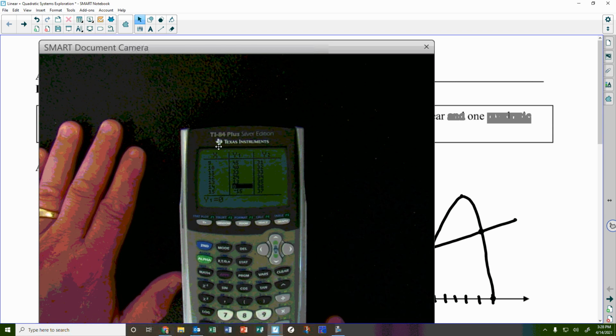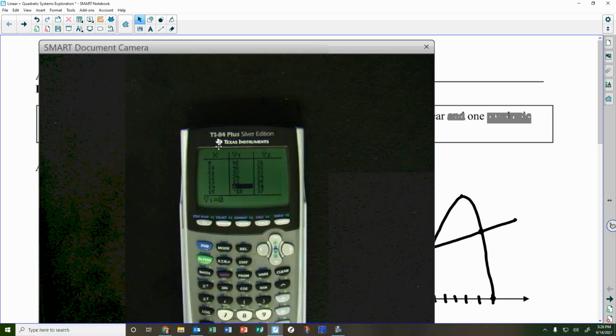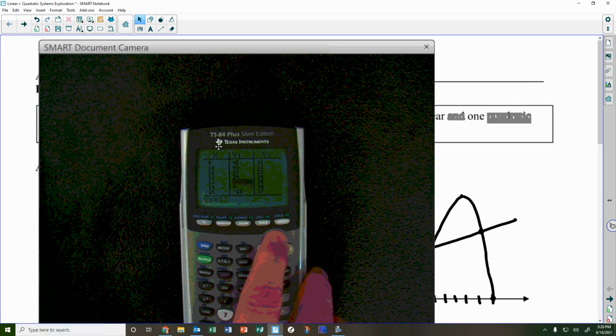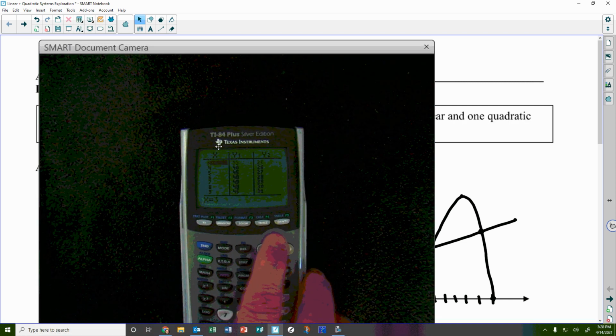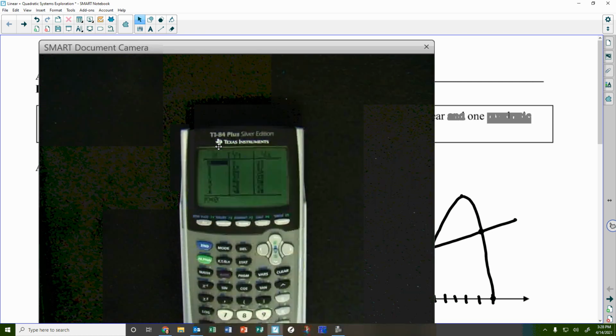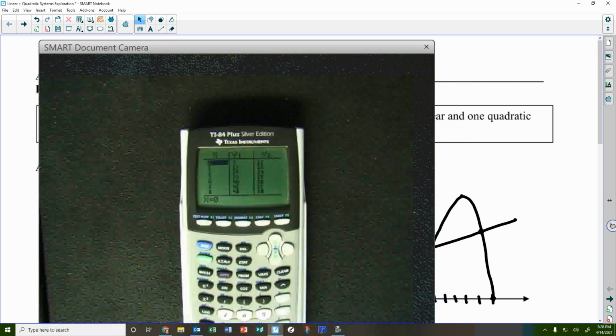So to give us an idea of how this is going to work, we're going to draw a little bit more detailed graph than the one we got here because it's just kind of hard to see. Okay, so I'm going to close this window real quick.